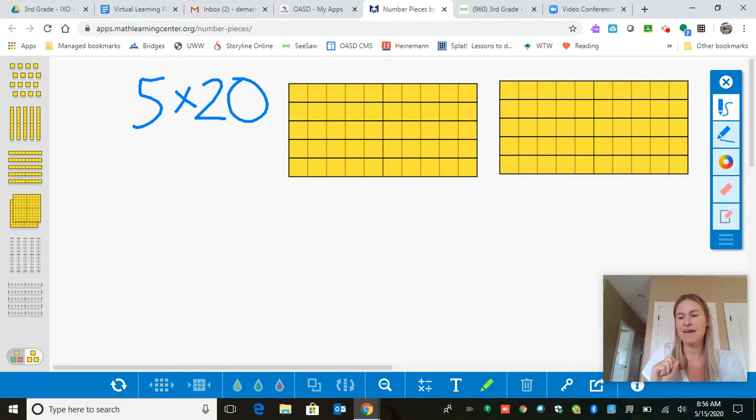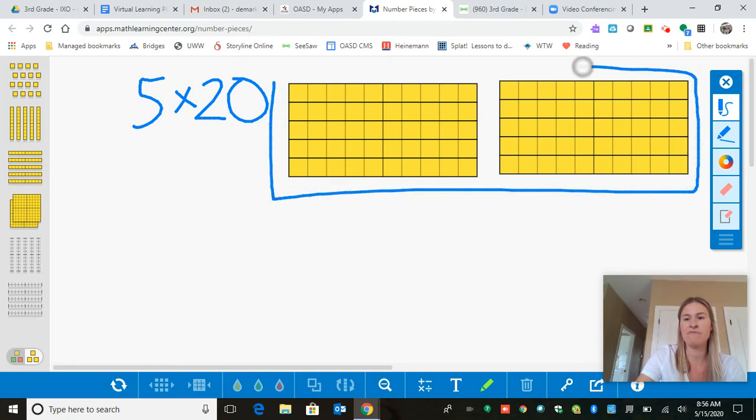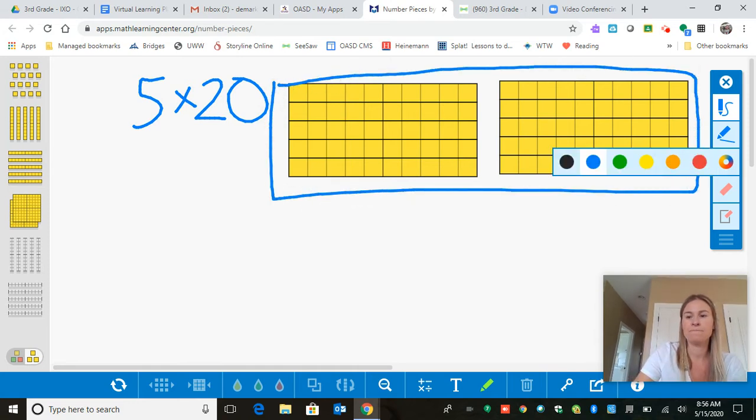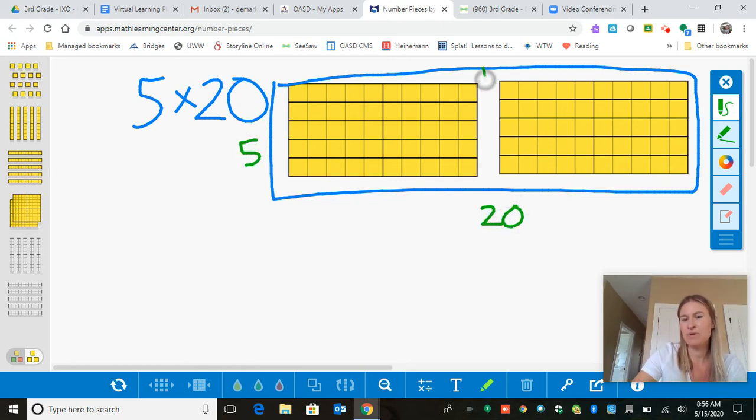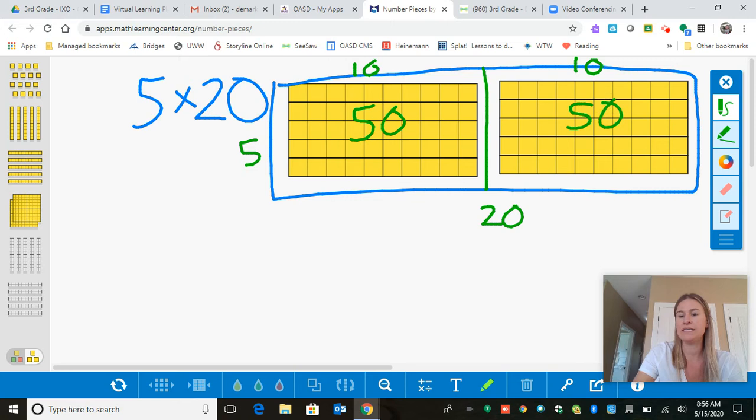I'm sure you already have the product written on yours, but I just want to quickly show you that here is my array of my 5 by 20. I have 5 rows of 20, and my 20, I just broke it up into a group of 10 and another 10. So 5 times 10 is 50. This is also 50, and together 5 times 20 is 100. Another way some of you might be doing it, if you know that quick fact, you might take that 5 and that 2 and multiply 5 times 2 is 10, and you add a 0 to the 10 to get 100.